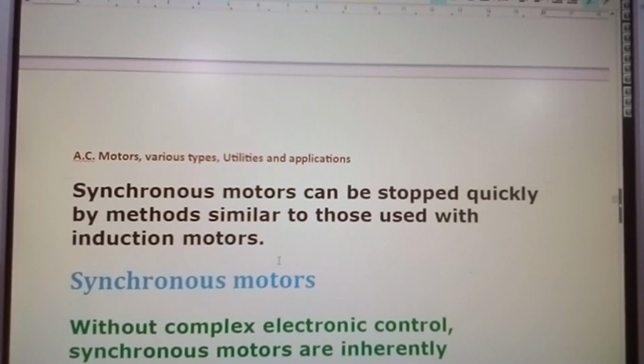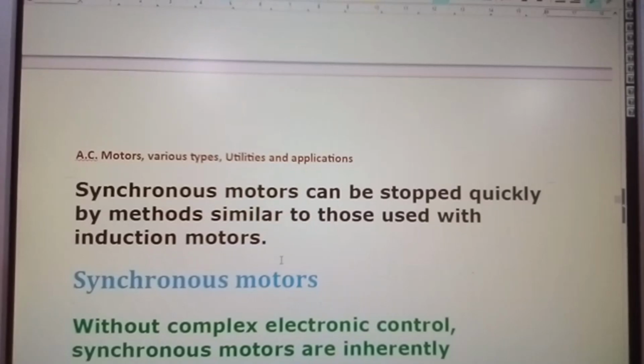Synchronous motors can be stopped quickly by methods similar to those used with induction motors.